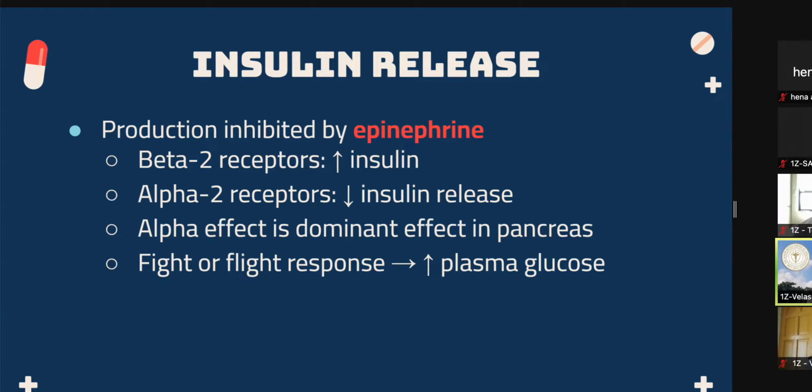As mentioned, there are several hormones that influence insulin release. Production of insulin is inhibited by epinephrine, and this is done through interactions of epinephrine with beta-2 receptors, which increase insulin, and also alpha-2 receptors, which decrease insulin release. From what I was reading, there are more alpha-2 receptors, so the overall effect of epinephrine is a decrease in insulin. The alpha effect is dominant in the pancreas. This is just a response to the fight or flight response, where through the sympathetic nervous system, specifically through epinephrine, the result is to raise our plasma glucose levels, which is good in times of stress because we want that regulation. Next.